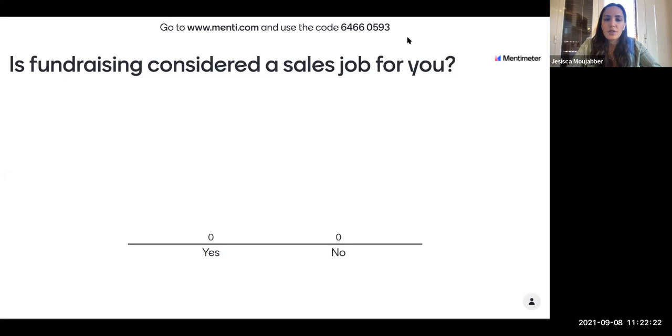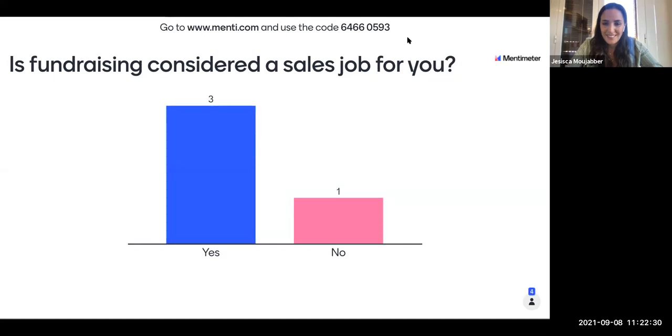Is fundraising considered a sales job for you? And for the ones who are saying yes or no, if it's possible for you to write in the chat box briefly why you think it's yes and why you think it's no. Okay, we have a tie. Not anymore. Very close. I would love to hear from you guys, if you can write on the chat box why you think it is a sales job and why not.